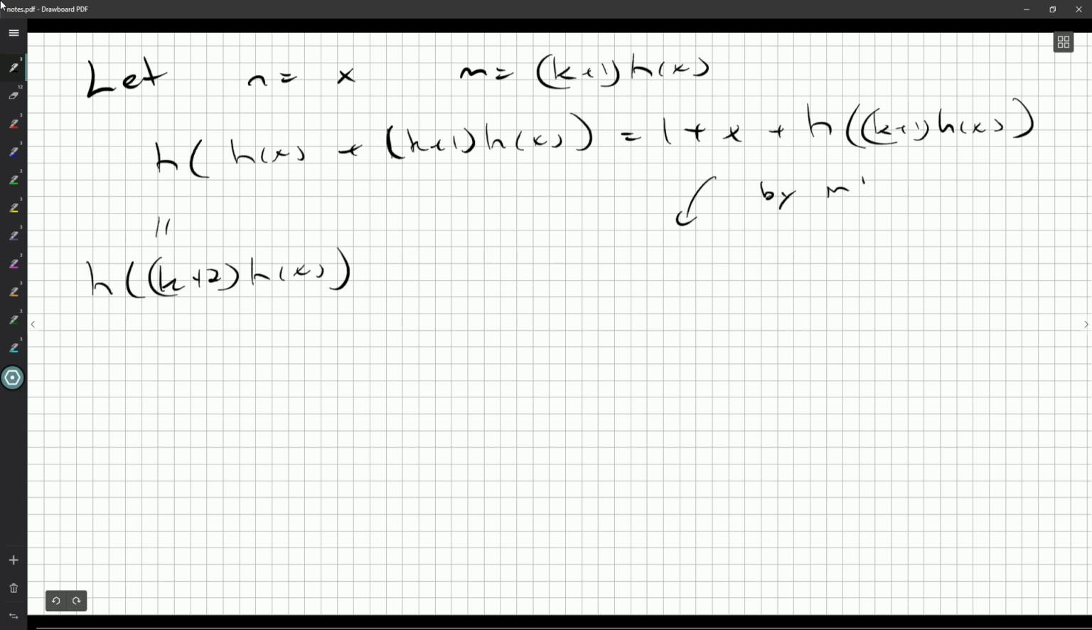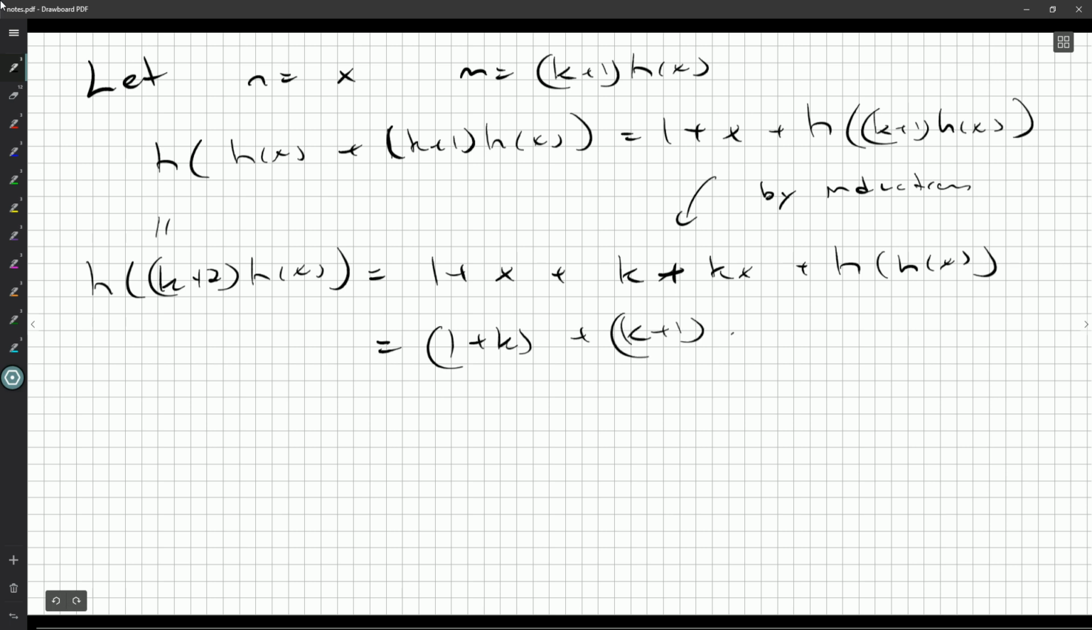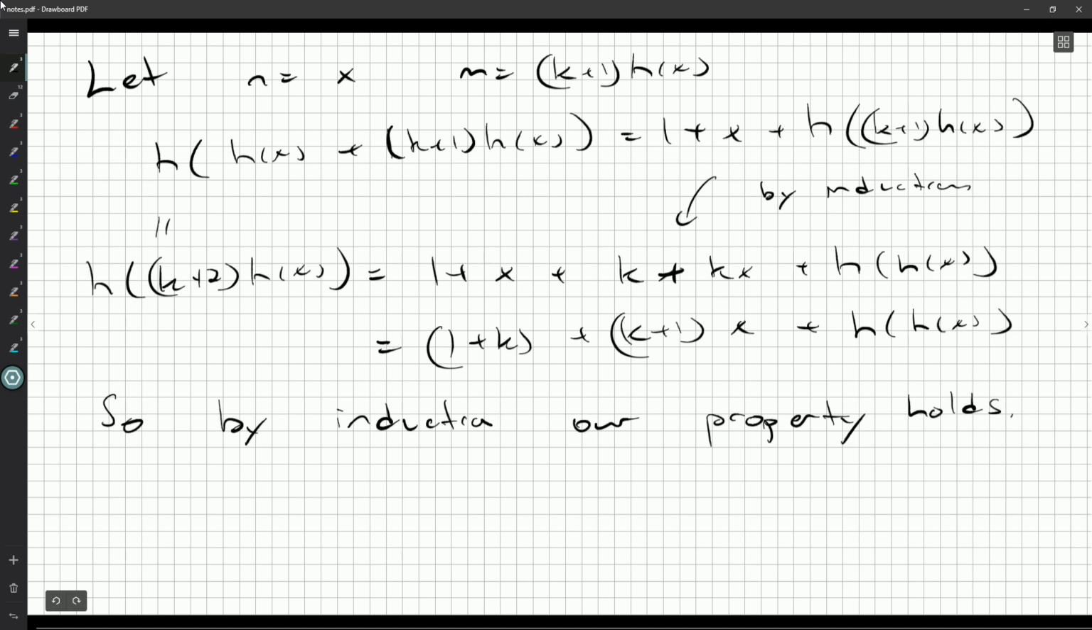And so by induction, you would assume that it works for k plus 1. Well, now we're showing it's true for k plus 2. Nice little induction argument. So we get k plus kx plus h of x. So k plus 1 plus 1 of x, h of x. So by the principles of mathematical induction, our property holds. And so that's true for a given x.